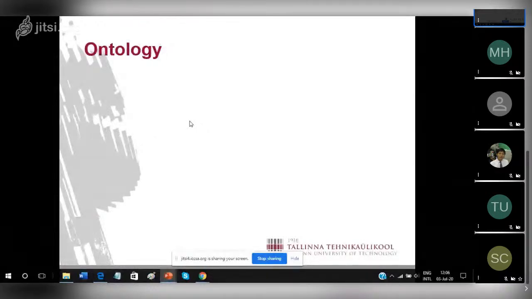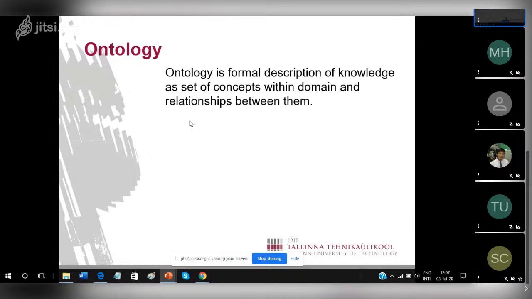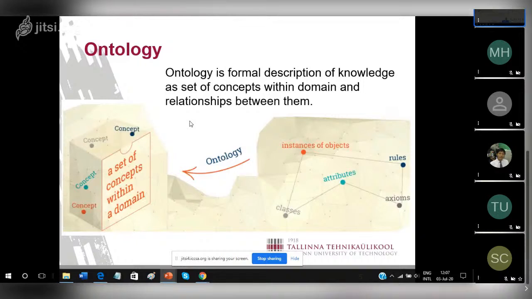In our paper, we proposed to use the market basket analysis to find similar attributes in an ontology. What is an ontology? An ontology is a formal description of knowledge as a set of concepts within a domain and relationships that hold between them. To enable such a formal description, the ontology should have instances of objects, classes, and attributes.